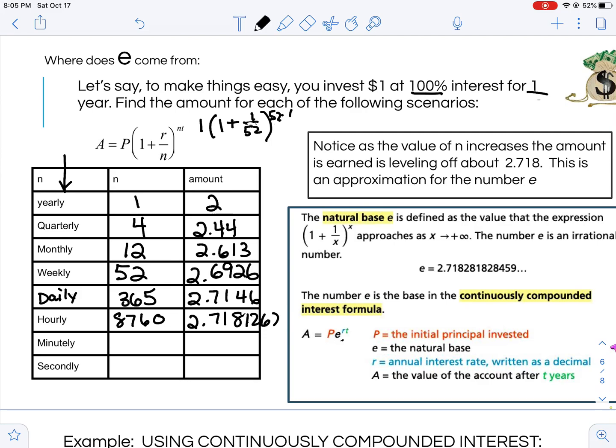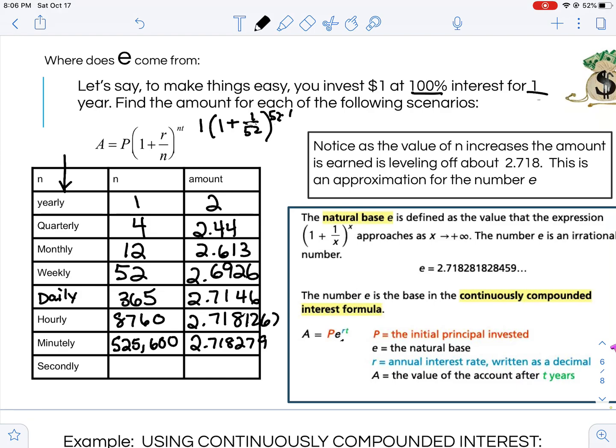And let's go on to minutely. So 60 minutes are in an hour, so we're looking at about 525,600 minutes in a year. So if I'm going to earn interest that many times a year, again, I'm going to add a couple decimal places, and we're starting to see a pattern. We're starting to see some of these digits and these decimal places repeating, getting close to each other.